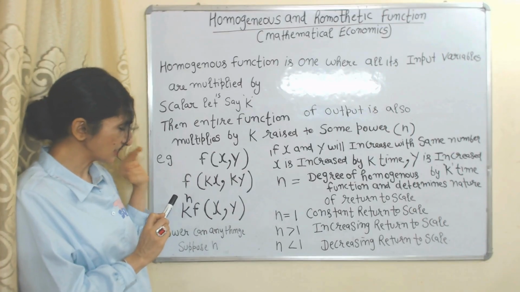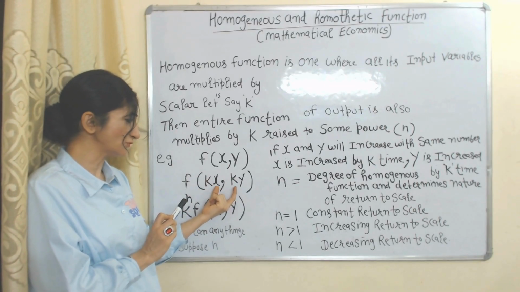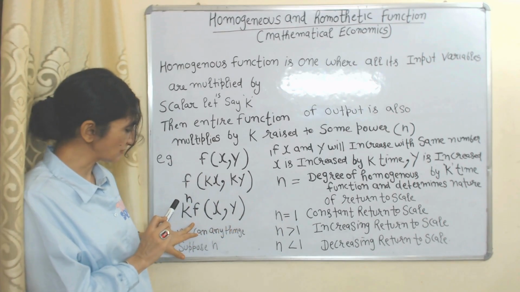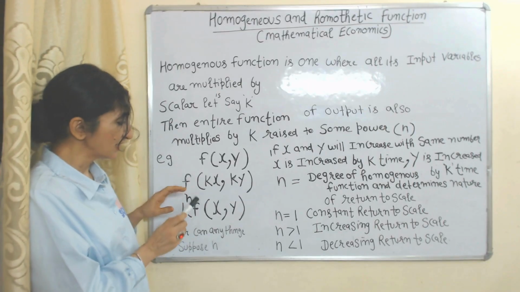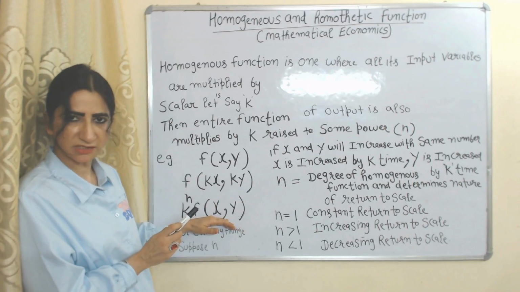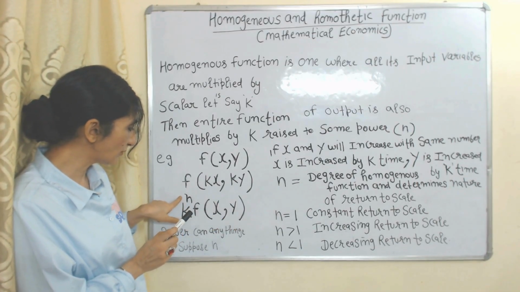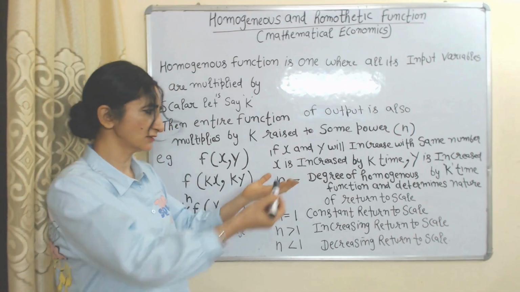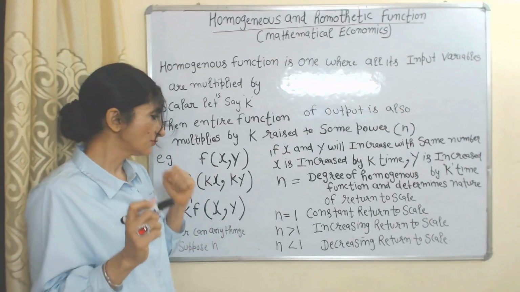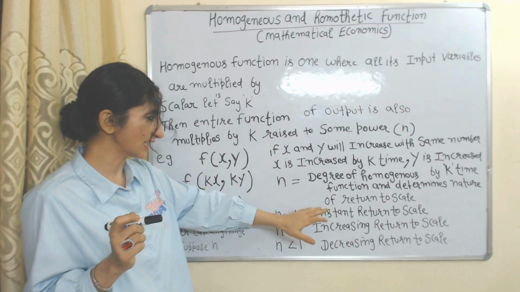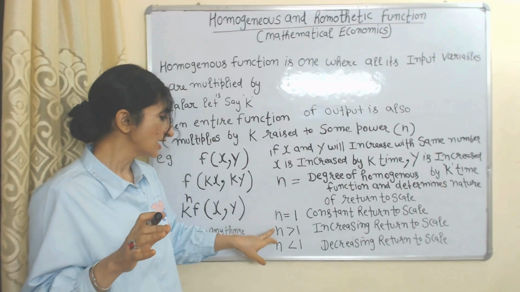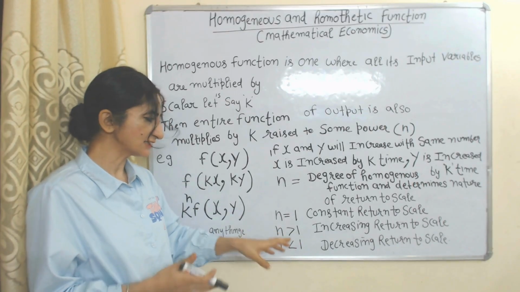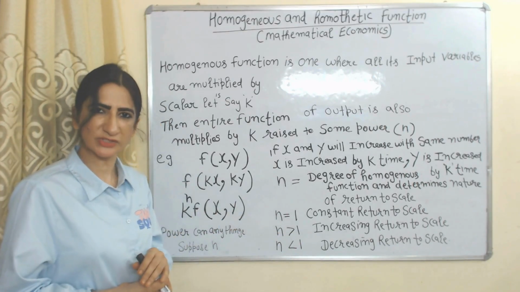So here you can clearly see when we multiply our input variable with k, then entire output function also multiplies with k raised to the power n. This will be called our homogeneous function. Here what is n? N is the degree of homogeneity. By n you can know the nature of returns to scale. For example, if n is equal to 1, that means constant returns to scale. If n is more than 1, that means increasing returns to scale. If n is less than 1, that means decreasing returns to scale.